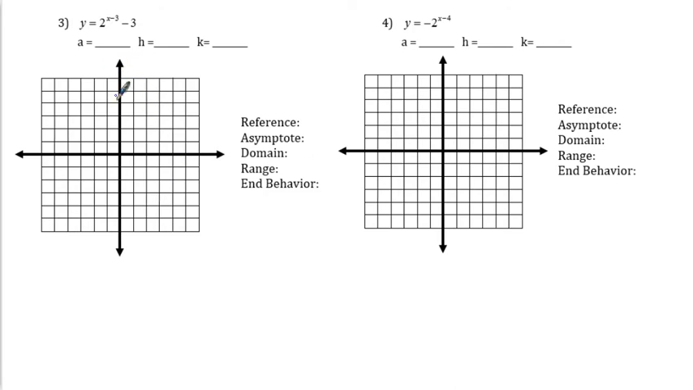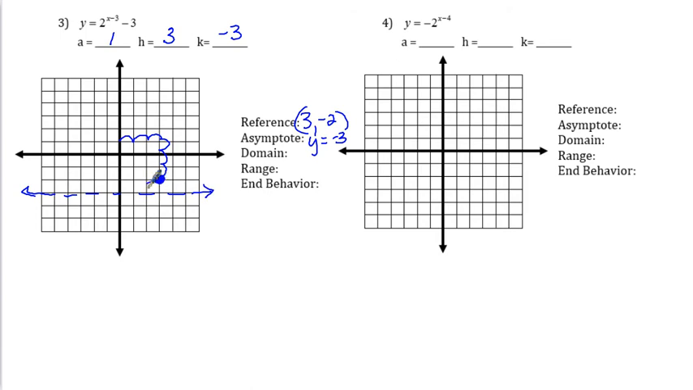So number 3, we don't have anything being multiplied out front, so it's an invisible 1. Our h appears to be a 3. And our k appears to be a negative 3. So this reference point that used to be 0, 1 has been shifted right 3, 1, 2, 3, and then down 3, 1, 2, 3. So this is our new reference point. That would be 3, negative 2. Our asymptote, which used to be at y equals 0, has been shifted down 3, 1, 2, 3. So our new asymptote is y equals negative 3.